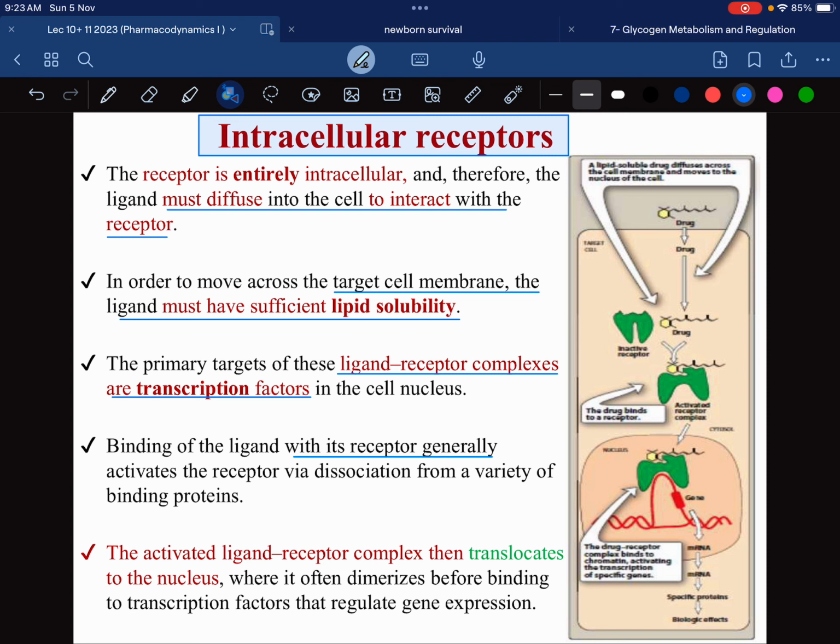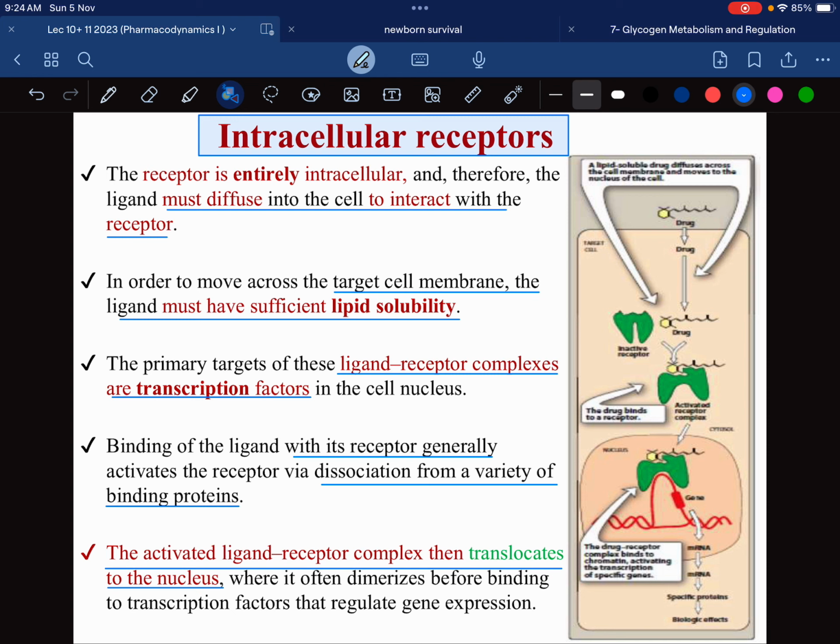Here, for example, the steroid hormones, male and female hormones, cortisone, they are all steroids, hydrophobic compounds that can enter the cell. Now, it can enter through the cell membrane into the cytosol, then to the nuclear membrane until it reaches its binding site. After it reaches its binding site in the receptor, it can bind, and sometimes it forms dimers, connecting two compounds together. The activated ligand receptor complex then translocates to the nucleus, where it often dimerizes before binding to transcription factors.